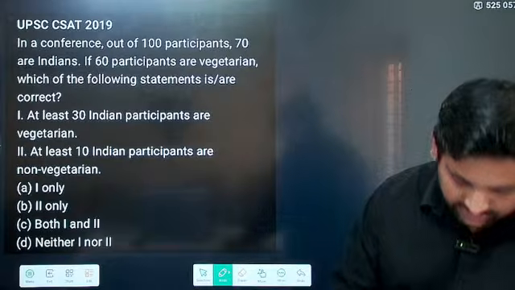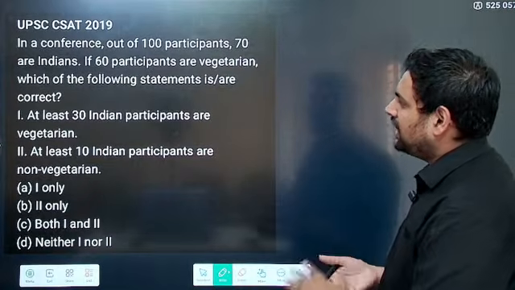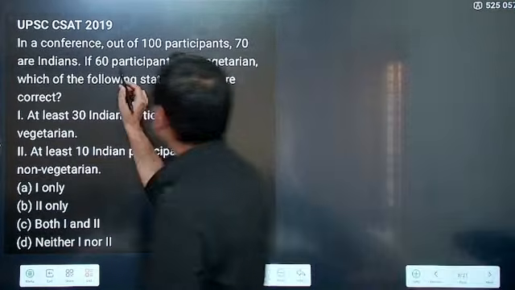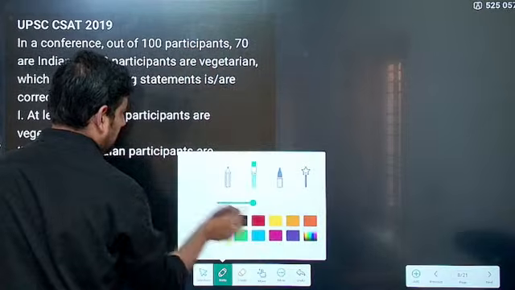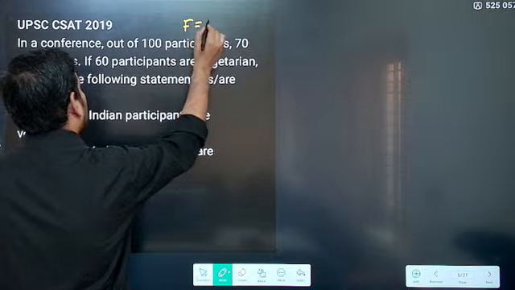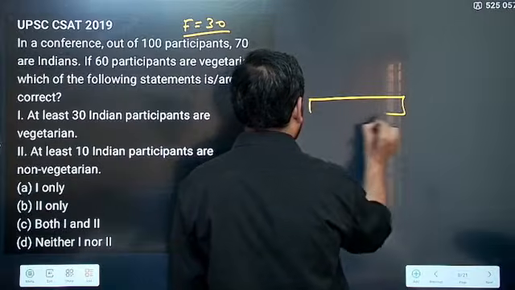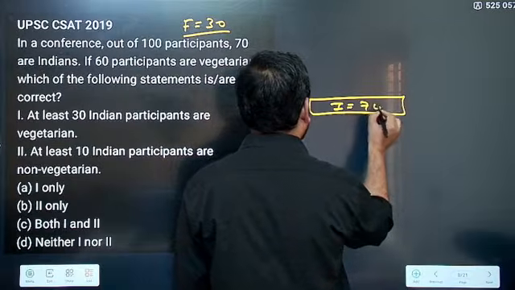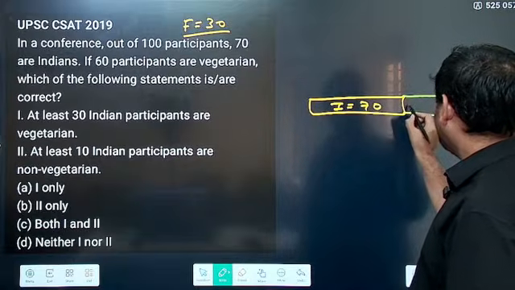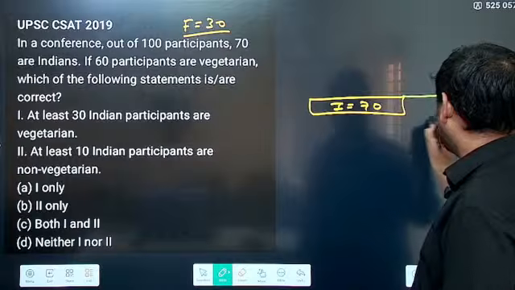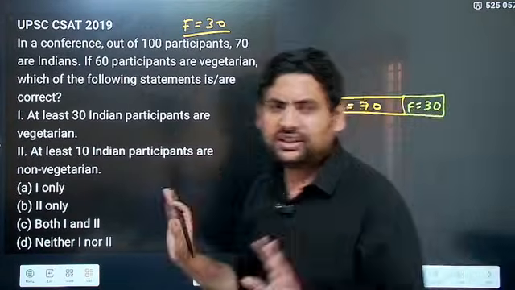Now, let's see this. Okay. So, in a conference, out of 100 participants, 70 are Indians. 70 are Indians means how many are foreigners? Foreigners comes out to be 30. Easy. Now, I draw. I first draw Indians. Indians is given as 70. Then I draw foreigners. Foreigners is given as 30. Correct? Total 100 participants are done.